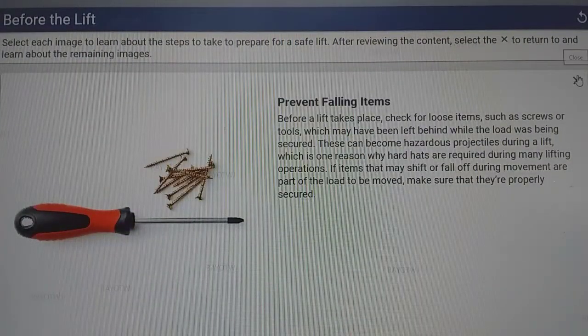Before a lift takes place, check for loose items, such as screws or tools, which may have been left behind while the load was being secured. These can become hazardous projectiles during a lift, which is one reason why hard hats are required during many lifting operations. If items that may shift or fall off during movement are part of the load to be moved, make sure that they're properly secured.